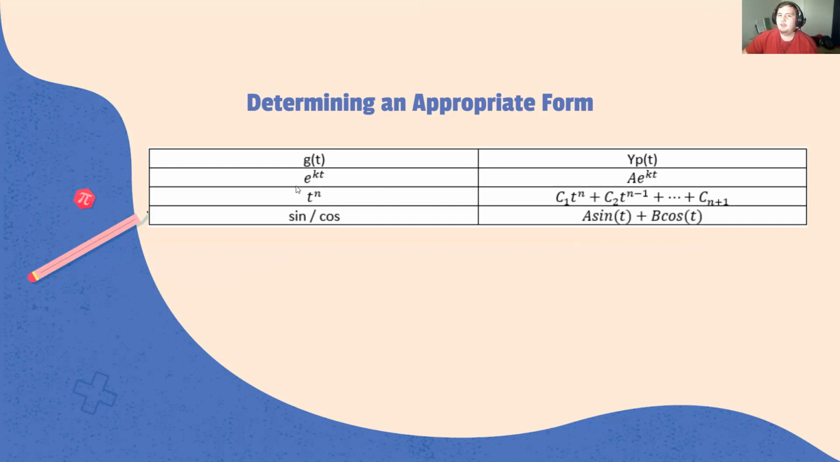For an exponential e to the kt, you just get e to the kt multiplied by some coefficient. For a polynomial, t to the n, you will get a polynomial expansion. So if this was t squared, it would be at squared plus bt plus c, and so on for whatever power you have for this function. And for sine or cosine, you would get the combination of the two, which is a sine of t plus b cosine of t.